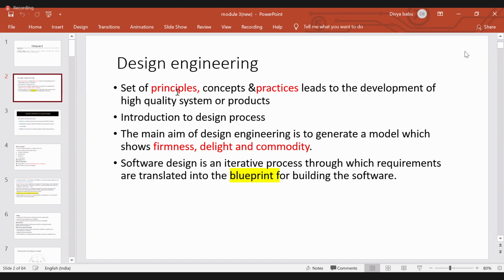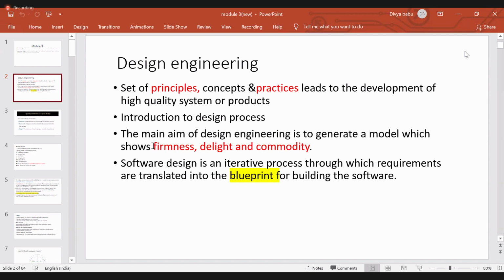So software design is an iterative process. We know that it's not a single stage process. When we get changes in requirements, we repeat all the process again. So of course, it's an iterative process through which we convert the requirements to software. So we can call it a blueprint of the software, a blueprint for building software. So this is the input for the coding part.